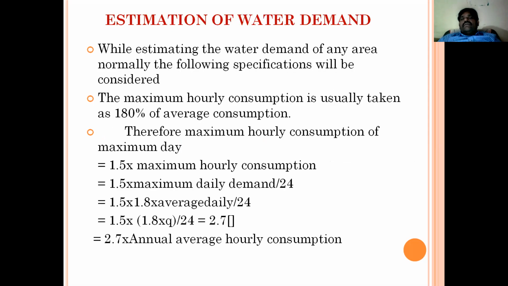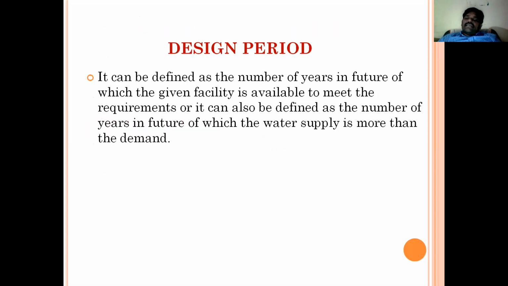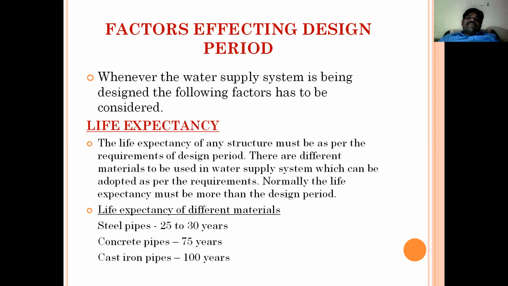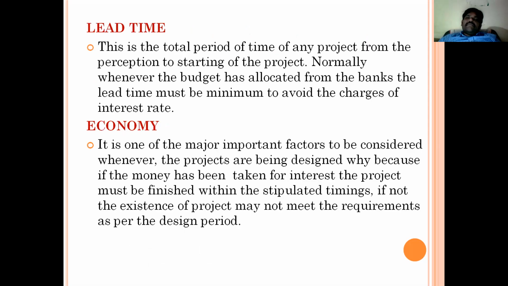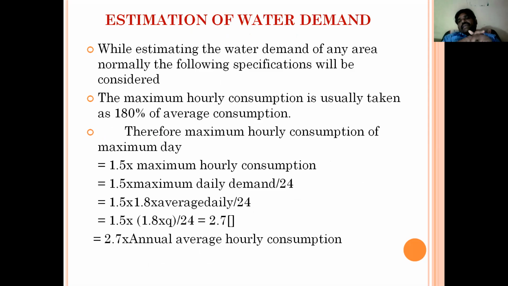See, next one, the topic is estimation of water demand. That means you understood the topic, design period and factors influencing design period. Life expectancy, lead time, economy, population, expansion feasibility, all come under the umbrella of influencing factors for design period. Next one is estimation of water demand. How can you estimate this water demand? So far you heard how much water should be given to one particular human being as per the norms. 135 liters per day is the minimum requirement per capita.